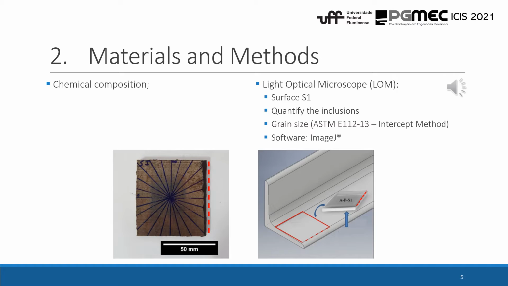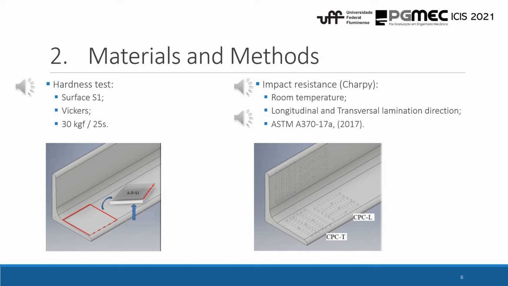Then, using the light optical microscope, we were able to analyze the microstructure of this sample that you can see on the images. And we were also able to quantify the amount of inclusions and analyze the grain size using the software ImageJ. Later, on the same sample that we used to analyze the microstructure, a hardness test was carried out, again on the surface S1, as we can see on the left image here, and the Vickers scale was used.